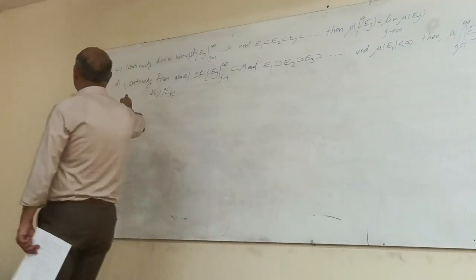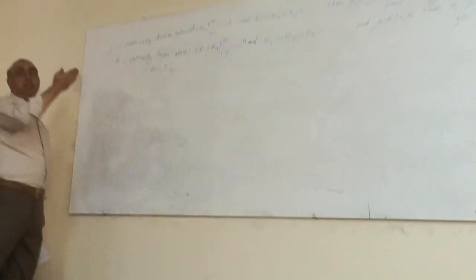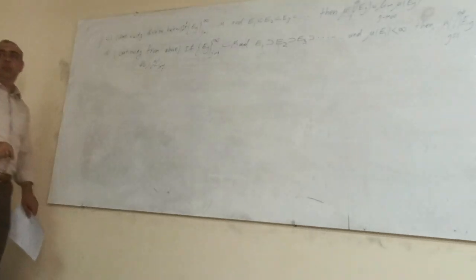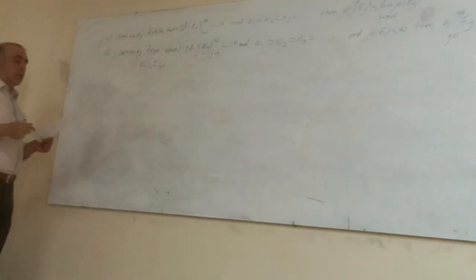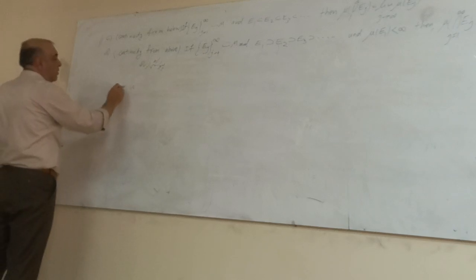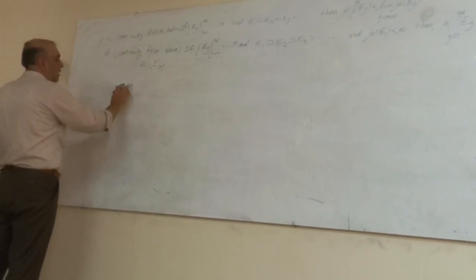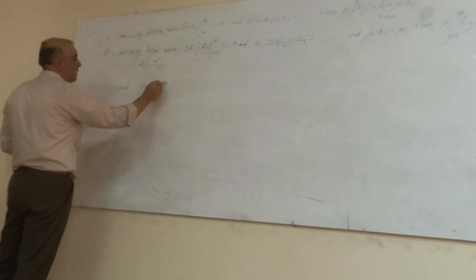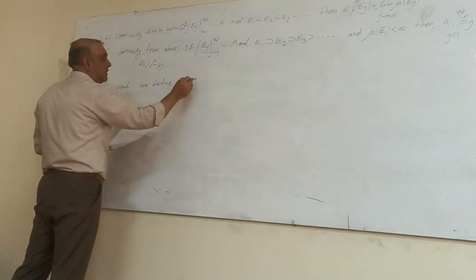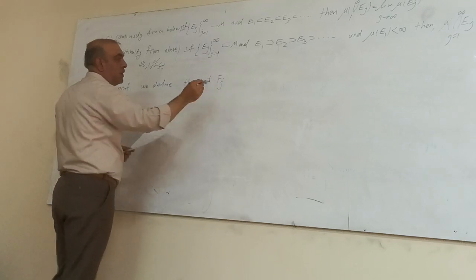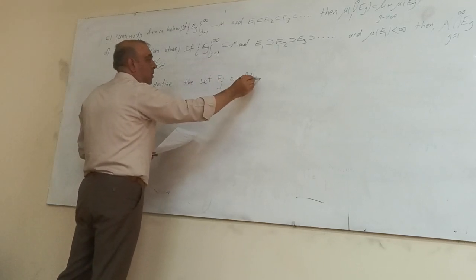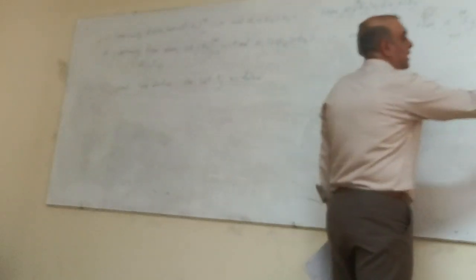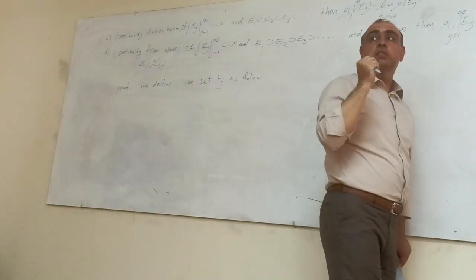For proving part D, we use part C. Okay, we proved part C. For proving D, we will use C. We define the proof of D. We define a set Fj as follows. See this diagram for part D.